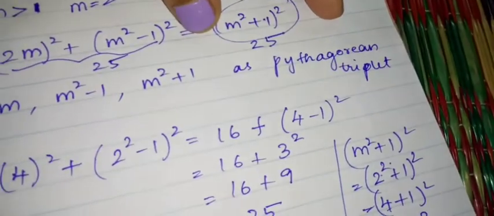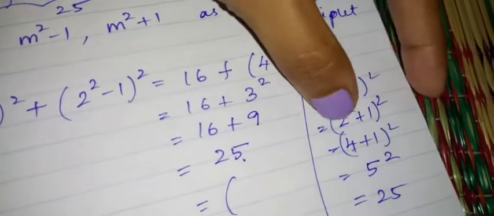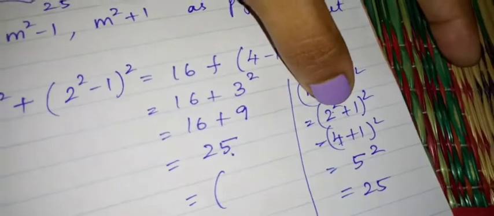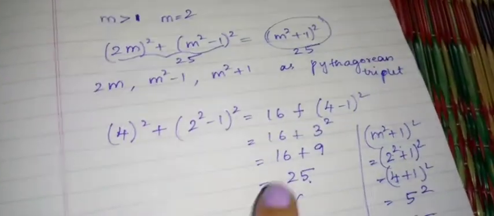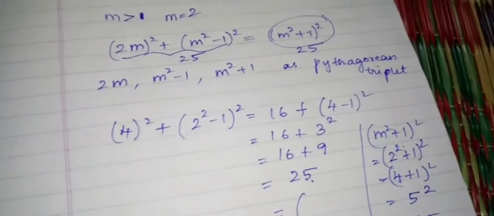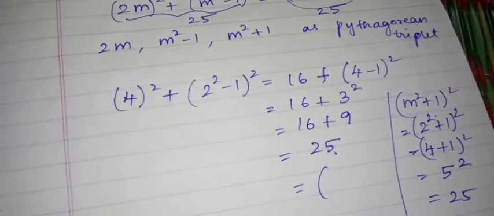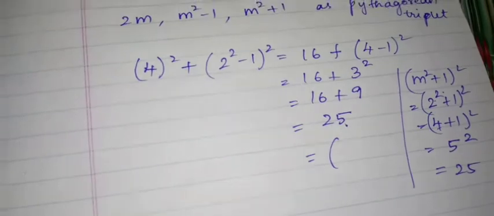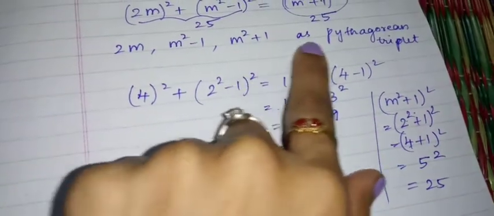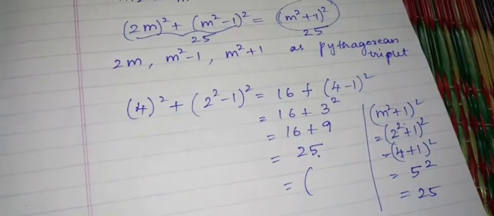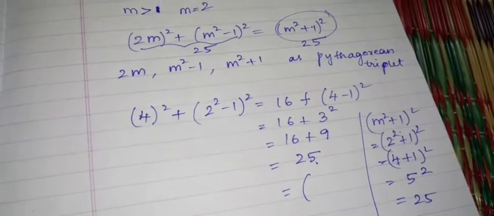Now m square plus 1 the whole square. M is 2. 2 square plus 1 the whole square. 2 2s are 4. 4 plus 1 is 5. 5 square is 25. So both the answers you got as 25. So what are the Pythagorean triplet, children? 2m, m square minus 1, m square plus 1 are all Pythagorean triplet. Understood? This is the keyword.